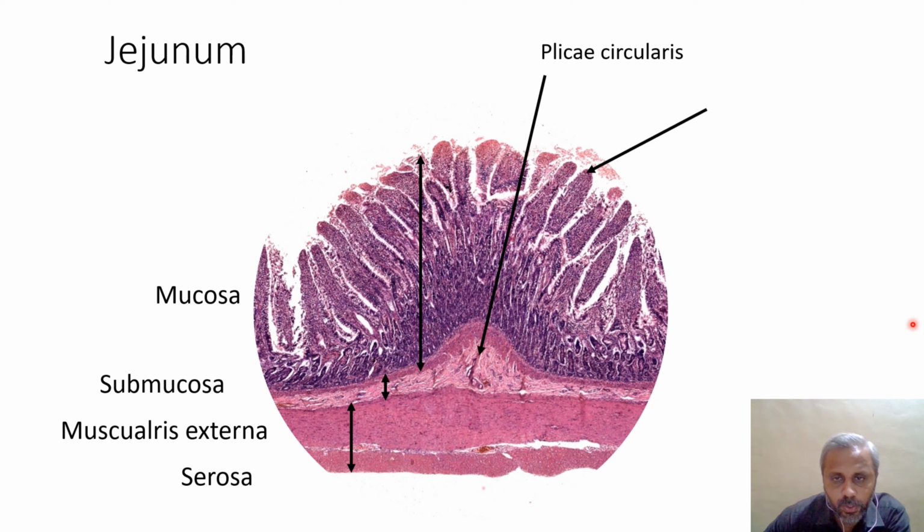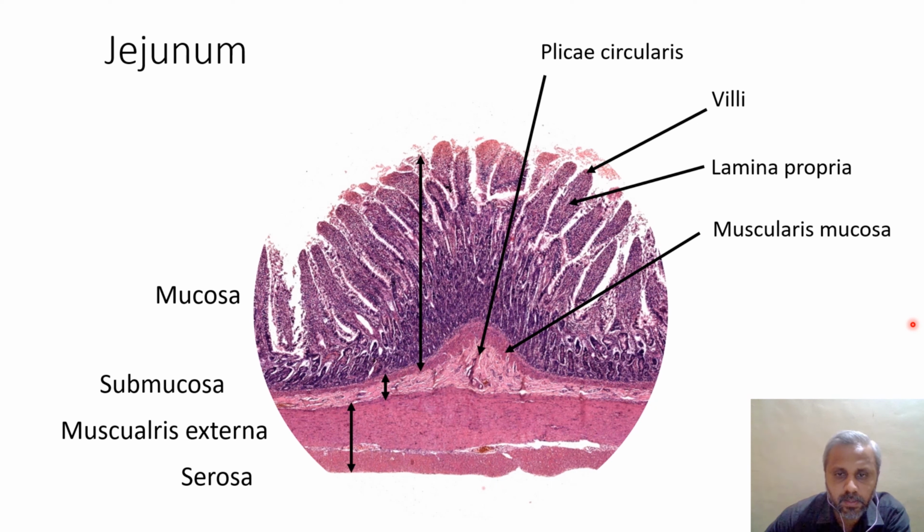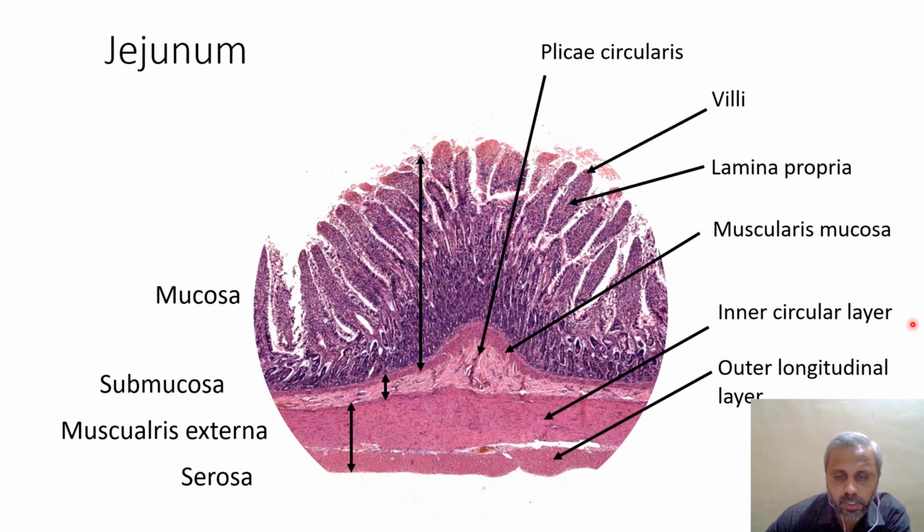The mucosa shows villi which are much taller than the villi of duodenum. The core of the villus is formed by lamina propria. Then we have the muscularis mucosa, which separates mucosa and submucosa. The muscularis externa is made up of inner circular layer and an outer longitudinal layer. Entire jejunum will be covered by a serosal layer outside.